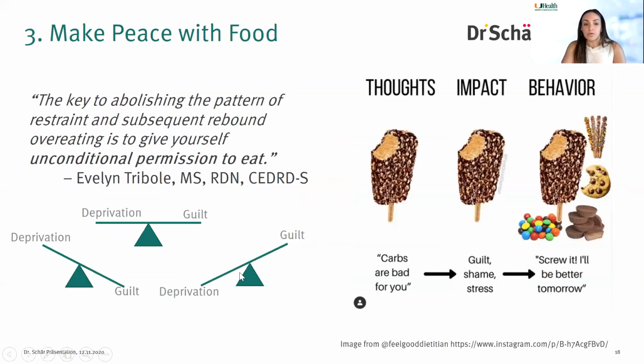The next principle is making peace with food, which I brought up when we were talking a little bit about psychological hunger. Making peace with food is pretty much giving yourself or a patient unrestricted permission to eat any food. Again, with inborn error of metabolism management, you may be thinking, oh my God, Stephanie, you're crazy. How are we going to give patients unrestricted permission to eat any foods?